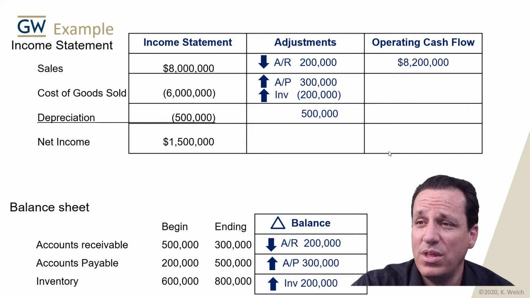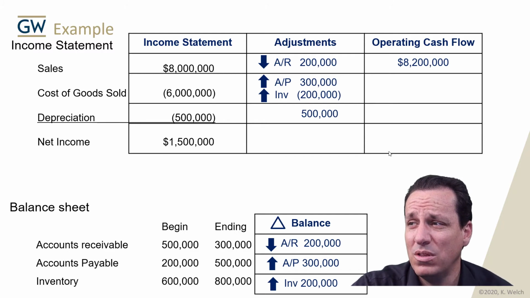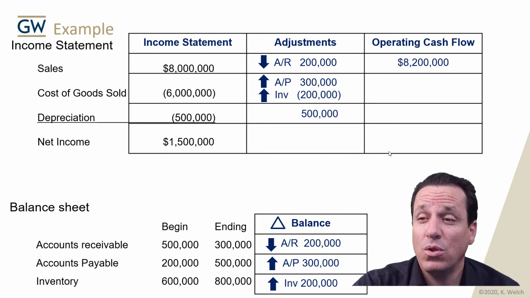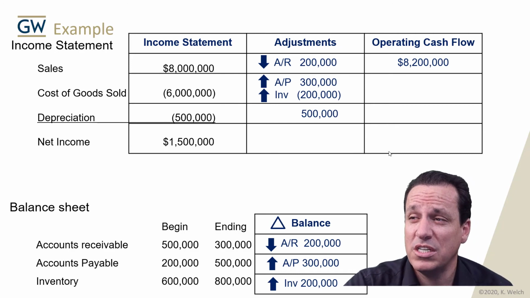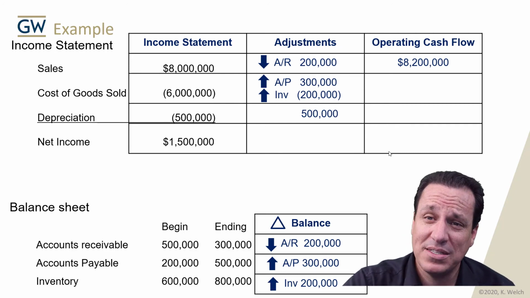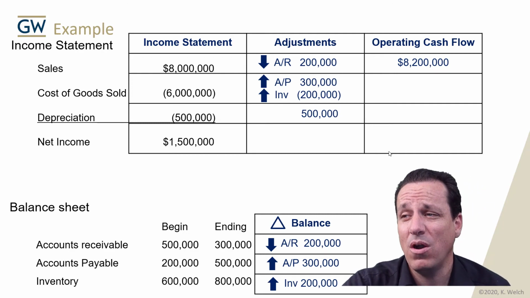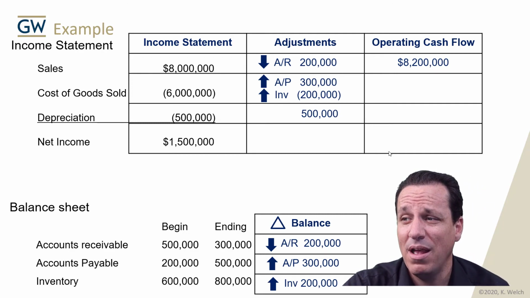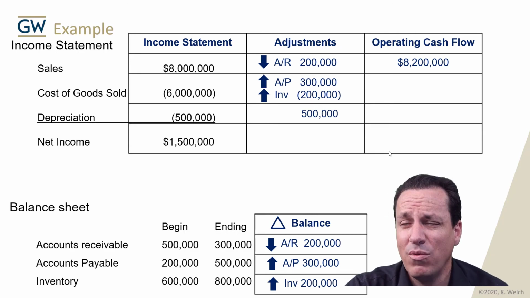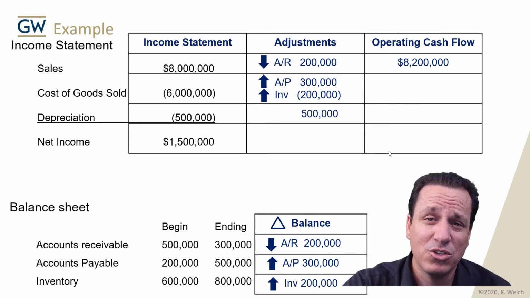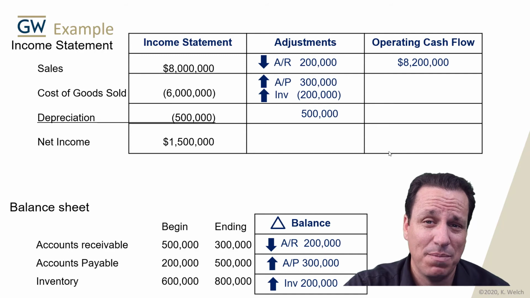Well, what we do then to get the direct method is we look at this matrix and we say, okay, 8 million plus 200,000 is 8.2 million. Cost of goods sold less the 6. So cost of goods sold is 6 million. We got a positive cash flow of 300,000 because we got some of that inventory on account. And then we also bought the inventory of 200,000.